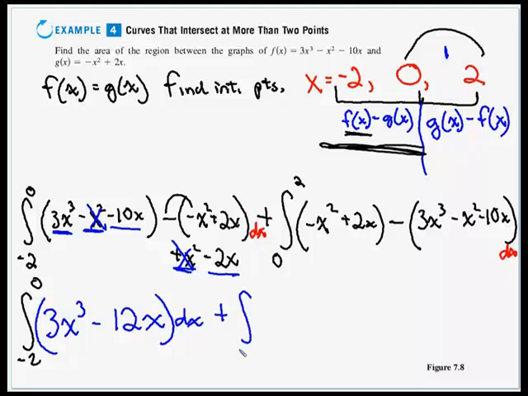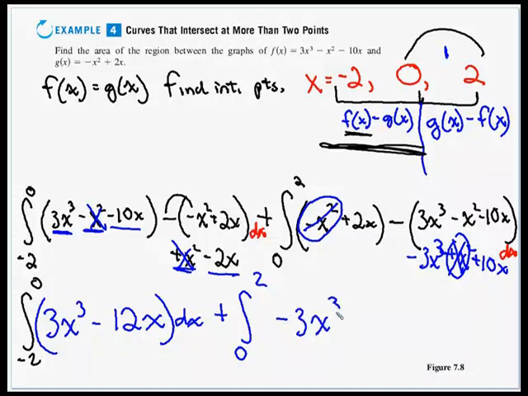Plus. Our next interval goes from 0 to positive 2. And let's see here, when we distribute this, it is going to become a minus 3x cubed. This will turn into a plus x squared and a plus 10x. So again, we have a minus x squared and a plus x squared, those are going to cancel. We do have, though, a minus 3x to the third. And then we have a 2x plus a 10x. That becomes a plus 12x. We are integrating with respect to x, dx.